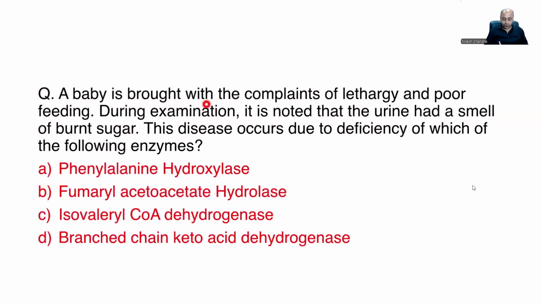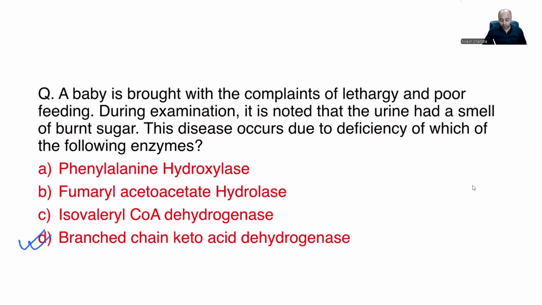Moving on, a baby is brought with the complaints of bleeding and neurological symptoms. During examination, it is noted that the urine had a smell of burnt sugar. Some of the disorders give very characteristic urinary odor. This disease occurs due to deficiency of which of the following enzymes? Your options are phenylalanine hydroxylase, fumarylacetoacetate hydrolase, isovaleryl coenzyme A dehydrogenase, and branch chain keto acid dehydrogenase. So I'll quickly highlight the answer here, which is the branch chain keto acid dehydrogenase.